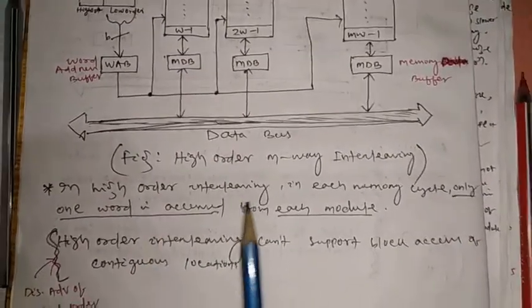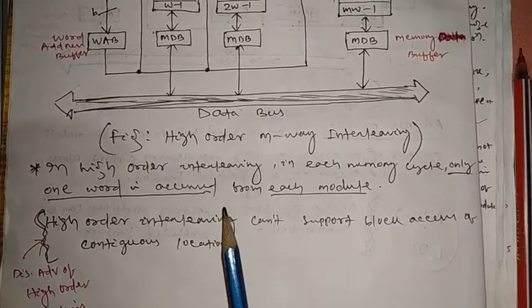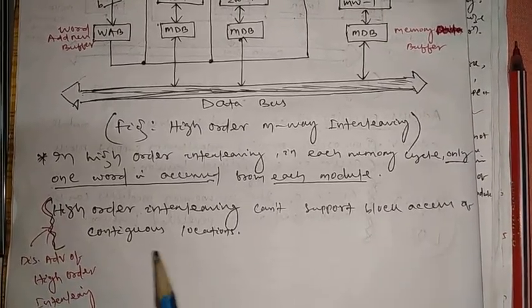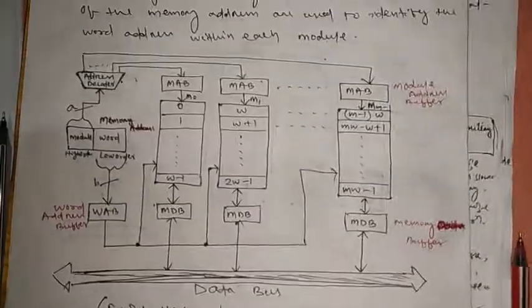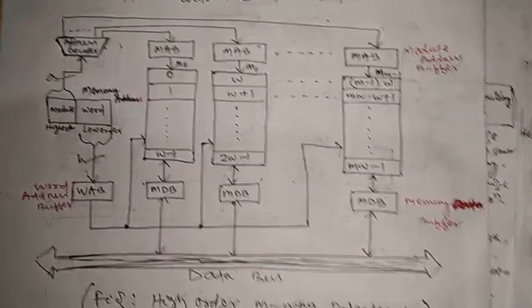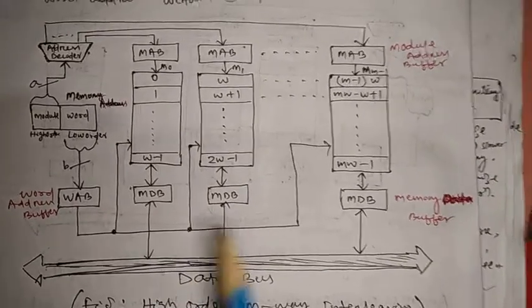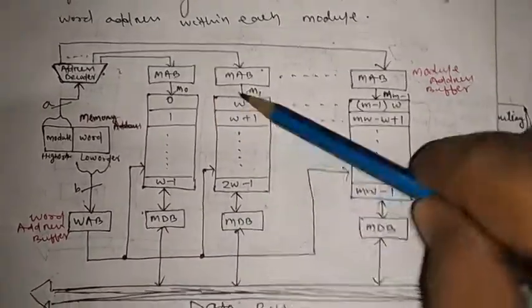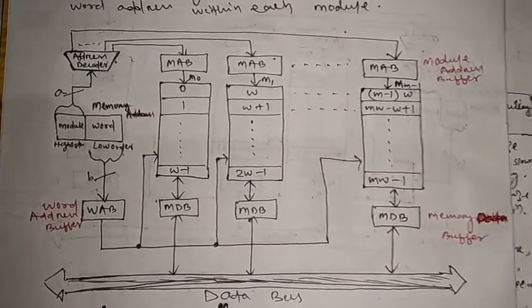In high order interleaving, in each memory cycle only one word is accessed from each module. High order interleaving can support block access of contiguous locations. This is the disadvantage. What happens in high order memory interleaving? The CPU cannot access multiple words simultaneously at a time, because data are stored in a vertical manner. This is the disadvantage of high order interleaving.